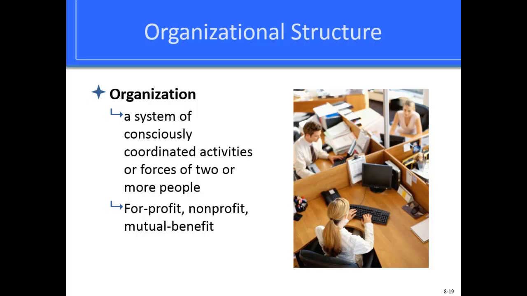If you'll recall, for-profit organizations are formed to make money or profits by offering products or services. Non-profit organizations are formed to offer services to some clients, not make a profit. And lastly, the mutual benefit organizations are voluntary collectives whose purpose is to advance members' interests.